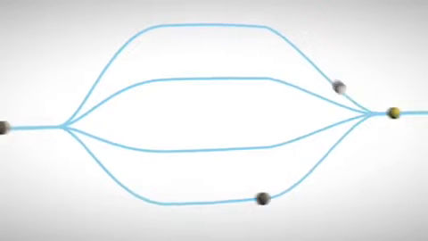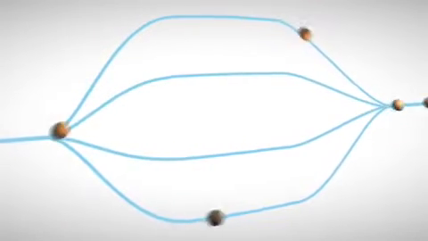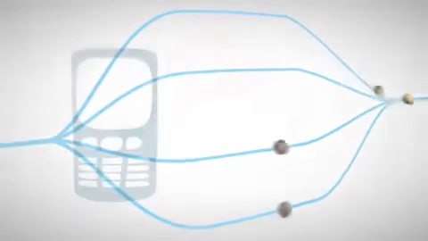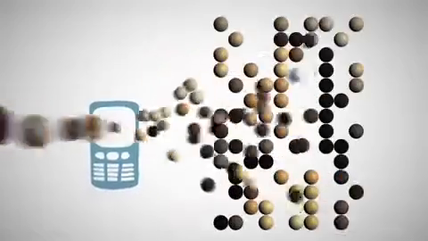This way, your one message can actually take several different paths to its destination. Then, by following the protocol, the receiving device knows how to put it all back together.